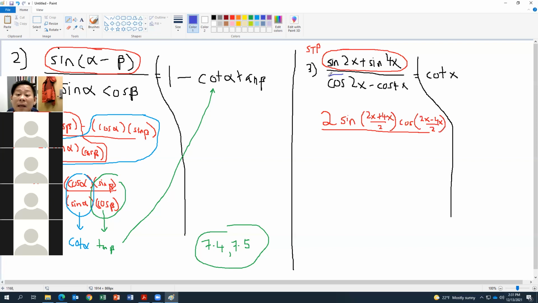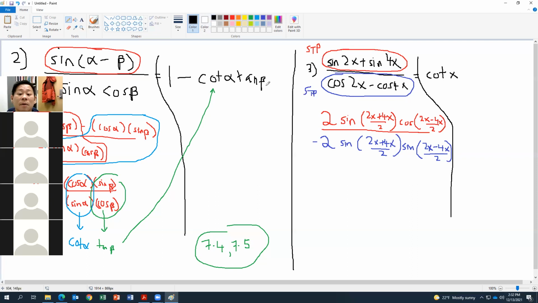Now we need to do the same thing for the STP for the bottom one. So this is also getting what? Negative 2 sine of u plus v over 2, which is 2x plus 4x over 2. And also what? Sine of u minus v, 2x minus 4x, all over 2. So this will be your STP in this case for both of these.